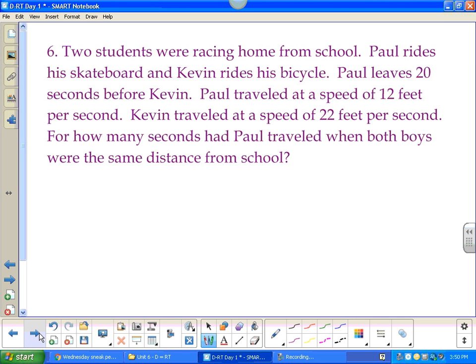Two students were racing home from school. Paul rides his skateboard and Kevin rides his bicycle. Paul leaves 20 seconds before Kevin. Paul traveled at a speed of 12 feet per second and Kevin traveled at a speed of 22 feet per second. For how many seconds had Paul traveled when both boys were the same?